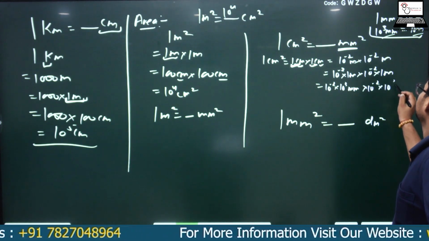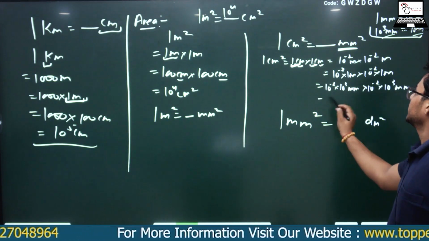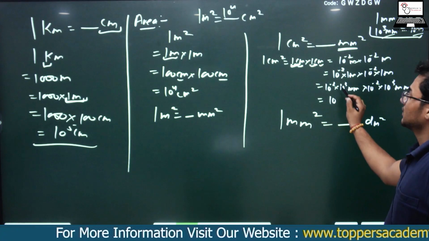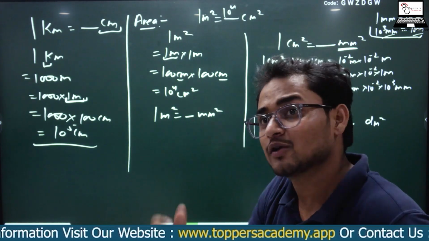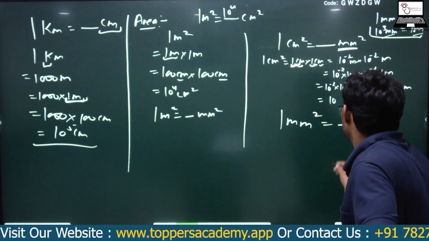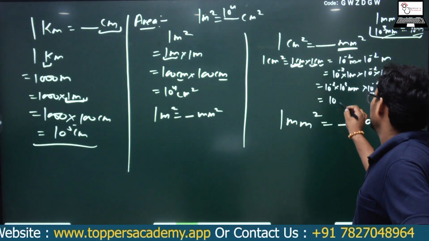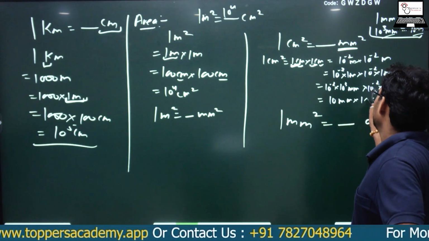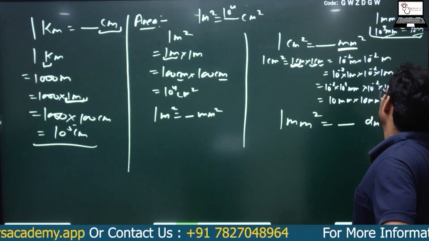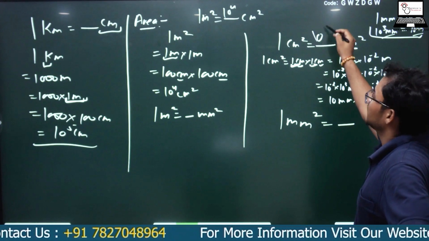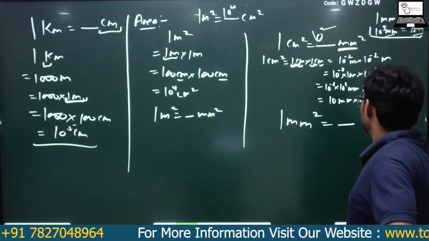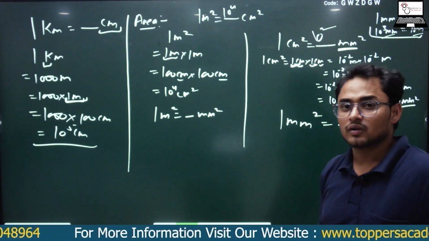Now listen, 10 to power 3 minus 2, that means 10 to power 1, that means 10. So 10 millimeter into 10 millimeter, that means 100 millimeter square. So 100, that means 10 to power 2 will be the answer. Now you can solve this problem on your own.